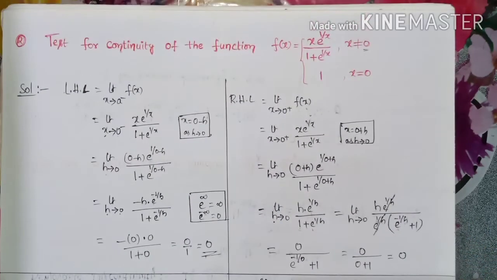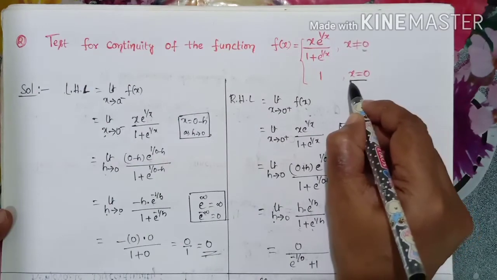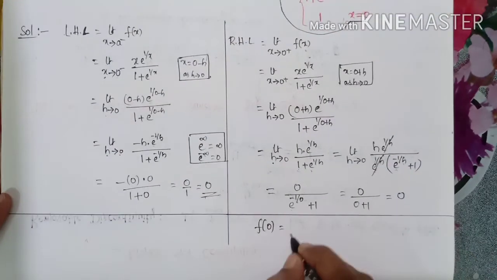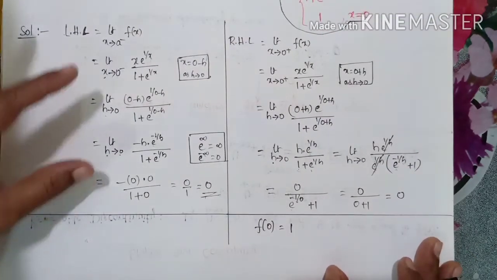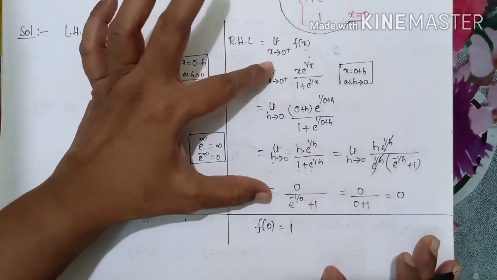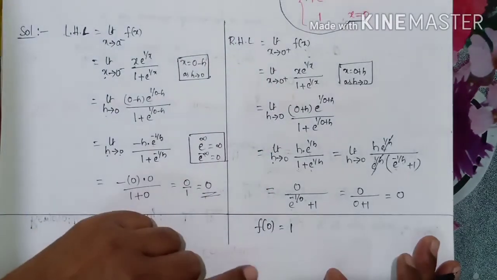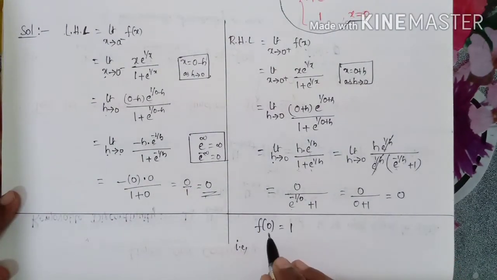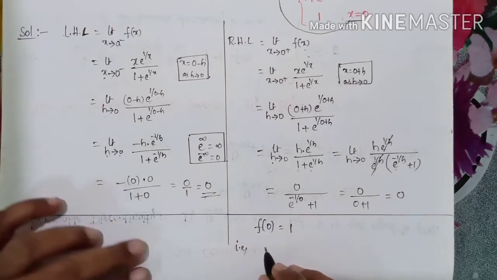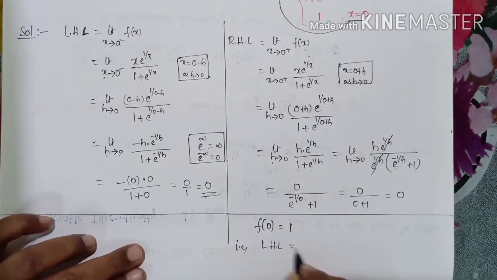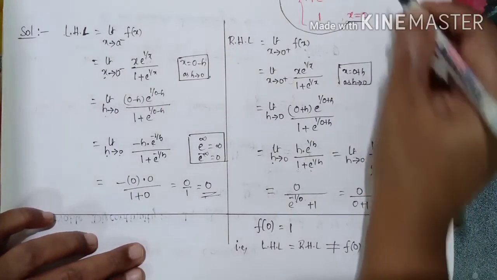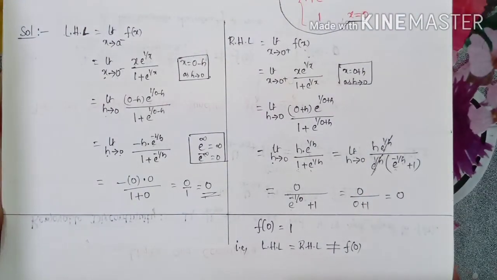Already in the question itself we have x is equal to 0. Put x is equal to 0 in this. f of 0 is equal to 1. What we have observed, left-handed limit is equal to right-handed limit, but both of these two are not equal to f of a. Therefore the conclusion is left-handed limit is equal to right-handed limit, but both are not equal to f of a. f of a means f of 0. Here the limit point is 0. So therefore f has removable discontinuity.